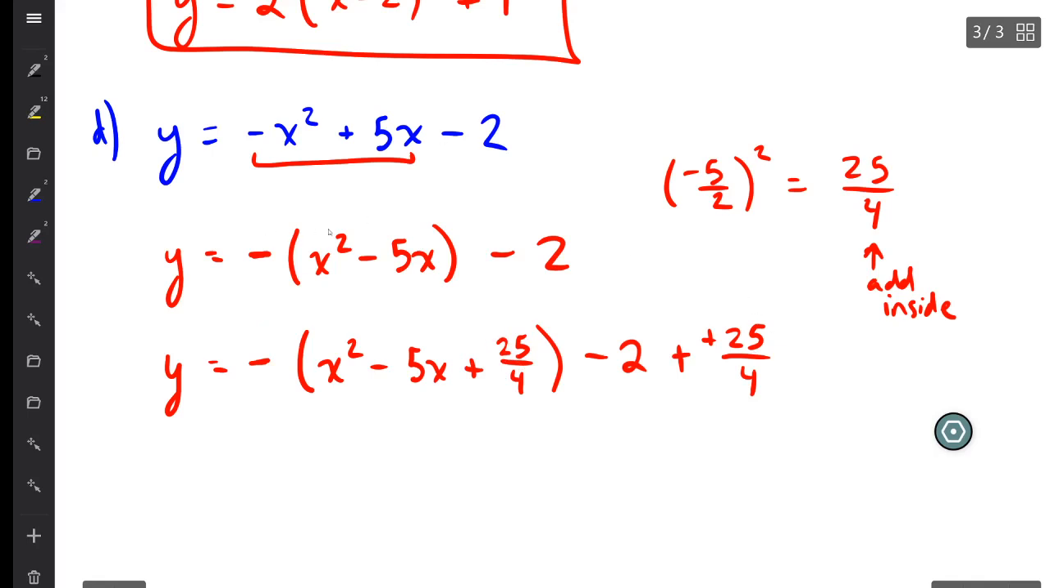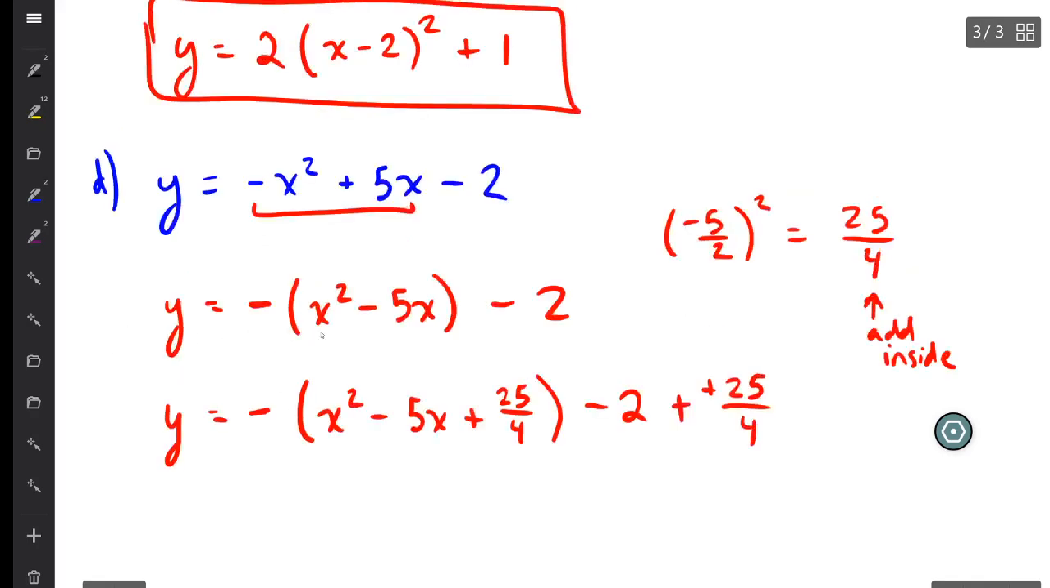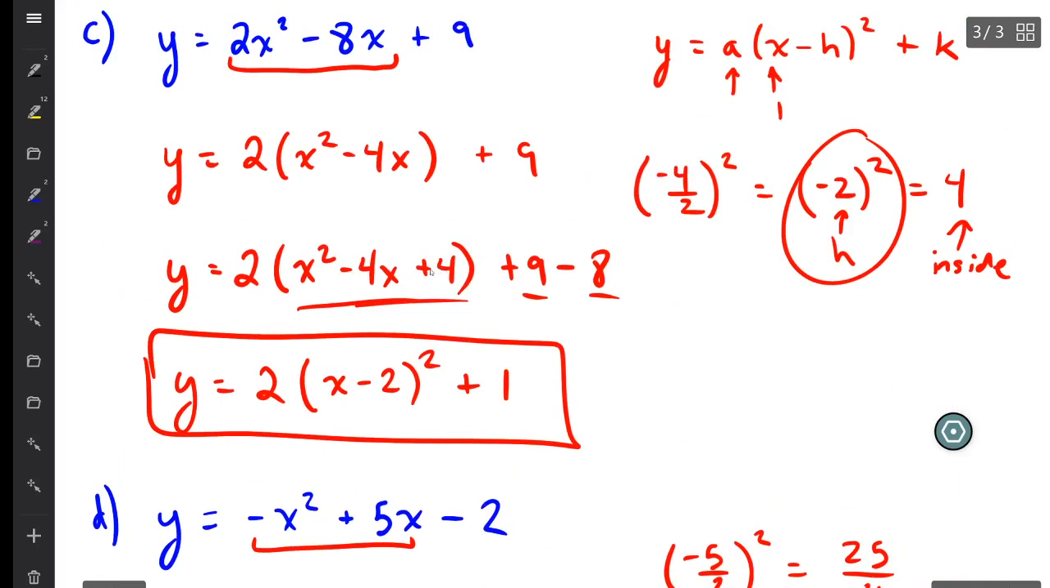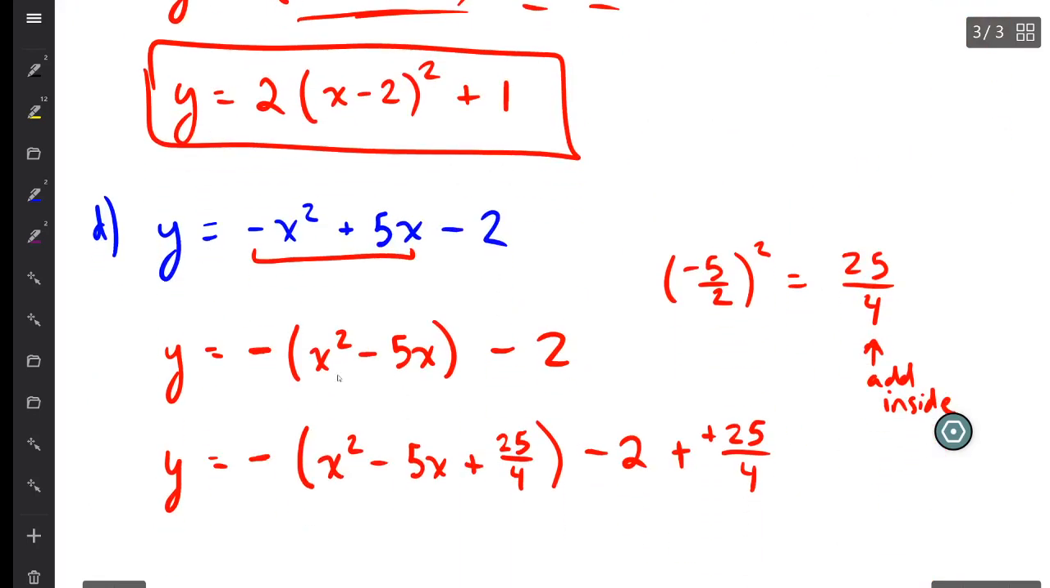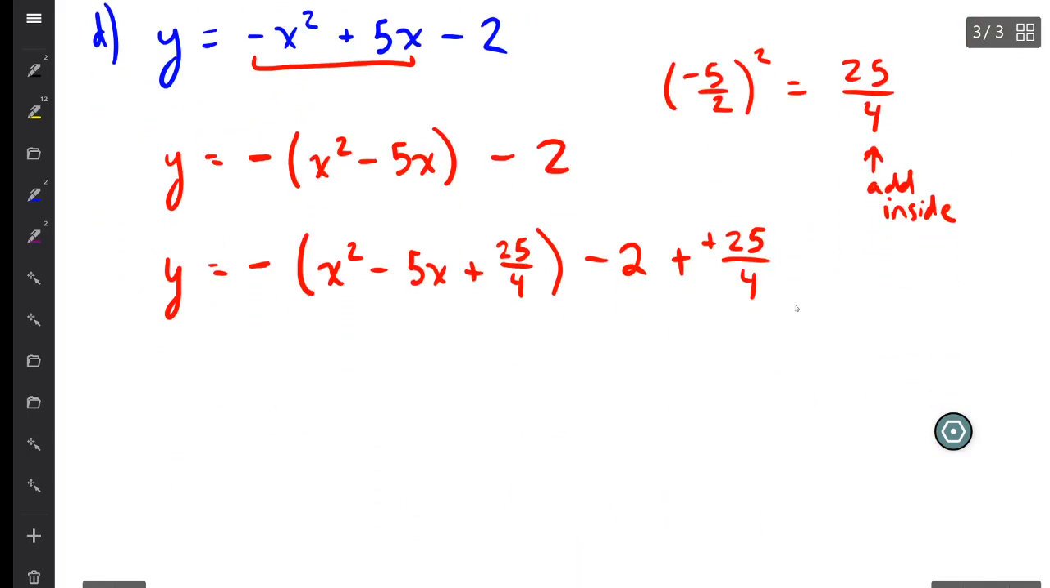So it's the same process as what I did, but just be careful when you have a negative sign, right? That means I'm subtracting negative 25 over 4 because I have to distribute, just like how we did this one, right? What did I subtract here? I subtracted 2 times 4, which was 8. Here I subtract negative 25 over 4 because I distribute. And then to factor this, it's kind of weird to think like, oh, two numbers that multiply to 25 over 4. But remember, this is always my h.